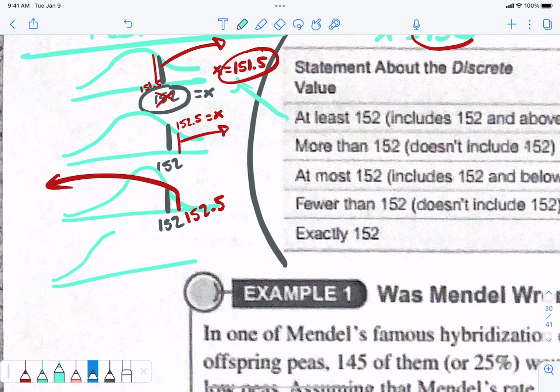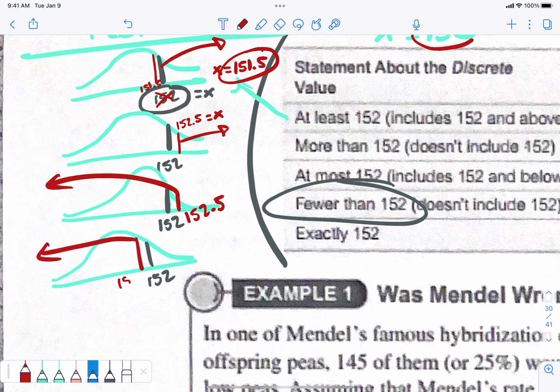The fourth one. Here's my bell curve. Here's where 152 lives. I want fewer than 152, which doesn't include 152. I want here and beyond, so I'm going to use 151.5 as the X, and I'm going to go to the left. Does that make sense?